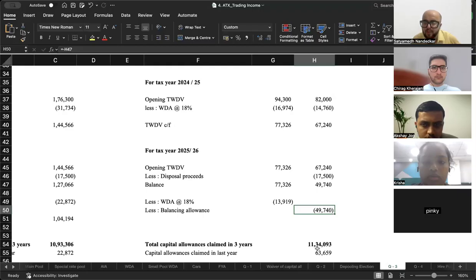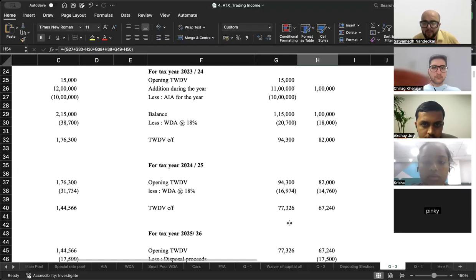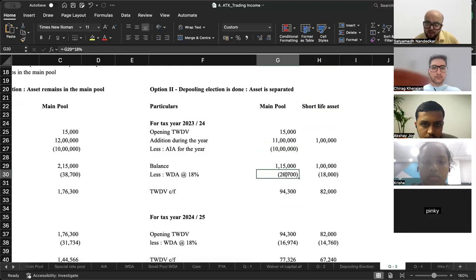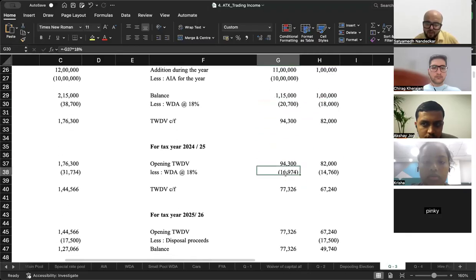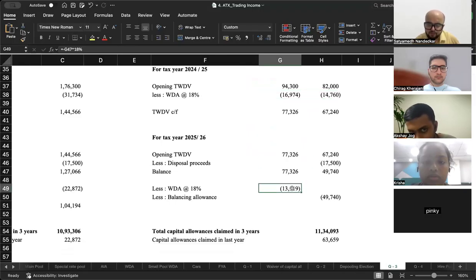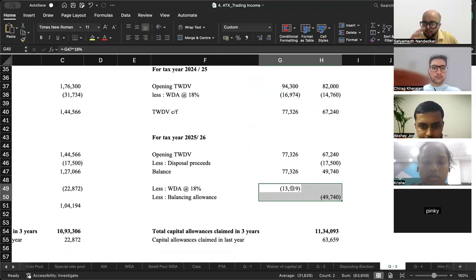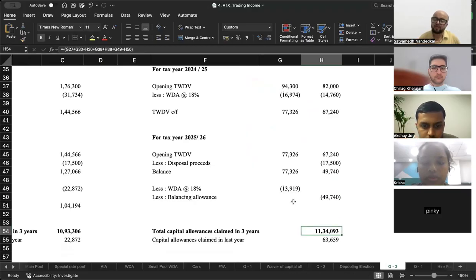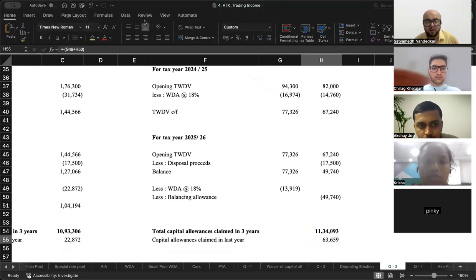See how much total capital allowances are claimed. Total capital allowances are 10 lakh plus 38,700 plus this much plus these two. If you look at the total capital allowances claimed for 3 years, you get a number of 11,34,093, and capital allowances claimed in the last year are 63,659. See, the good part is that in this case you are able to claim the entire amount. ठीक है, you are able to claim the entire amount.